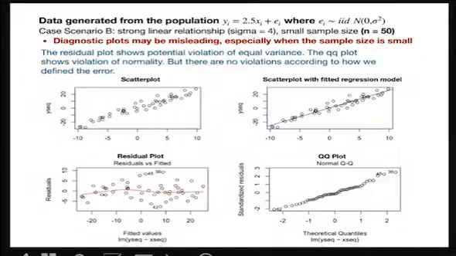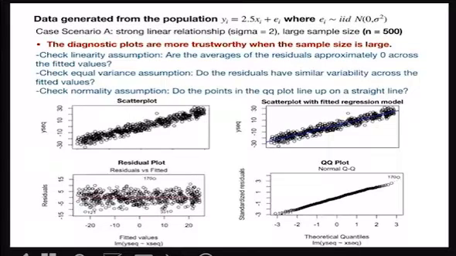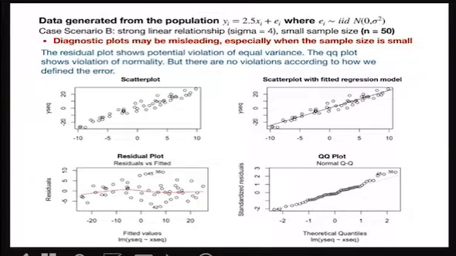Now take a look at what I'm going to consider next. I'm considering the same model, right? But this time around, the sample size is small, 50 compared to 500. And at the same time, I made sigma to be 4. Initially my sigma was 2, now my sigma is 4, and I still have a strong relationship, but the difference here is sample size.